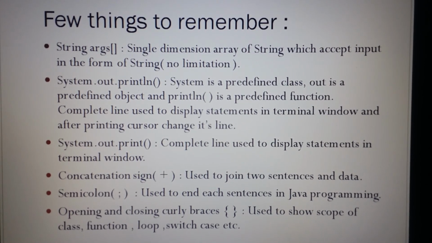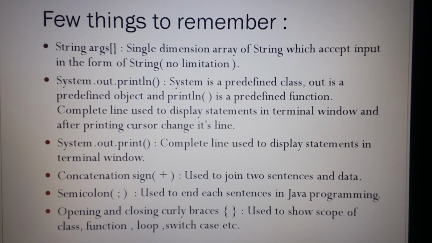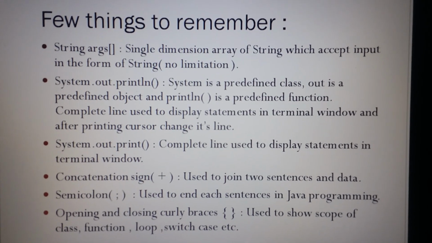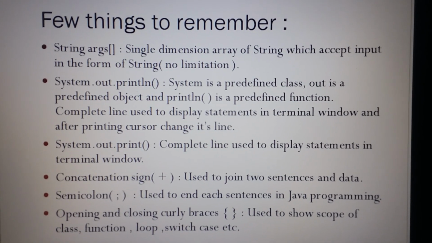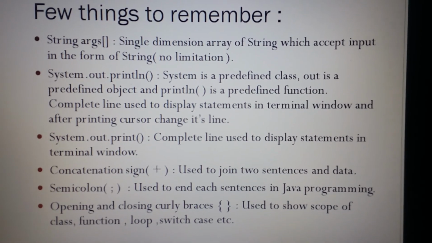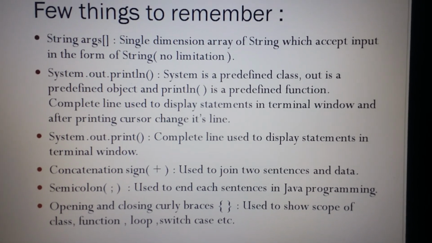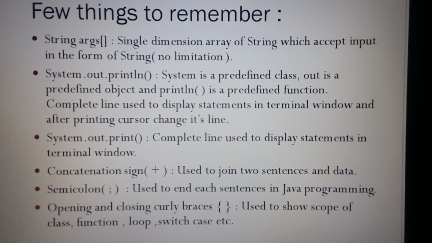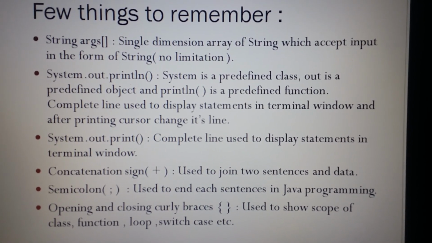If we are using System.in, it means we are dealing with the input device. If we are using System.out, it means we are dealing with output devices. Presently we are dealing with the output device, meaning we want to show output in our terminal window. The terminal window is the output window. We want to show output.